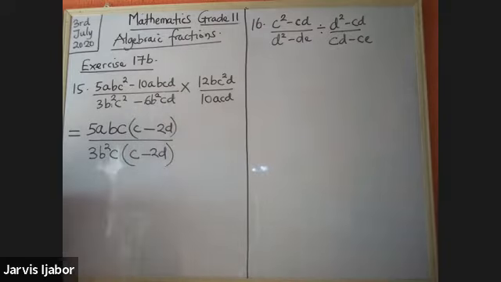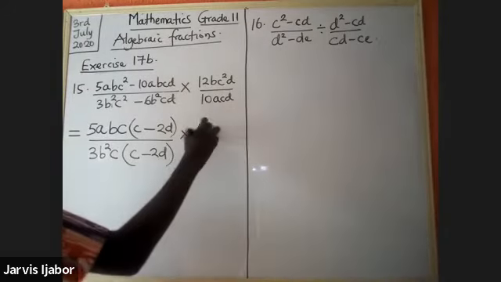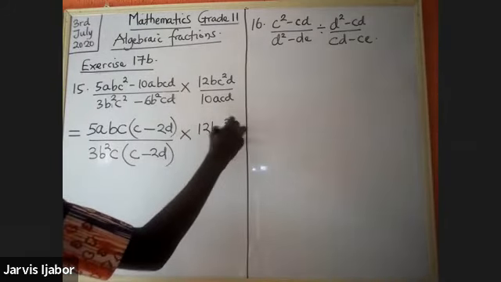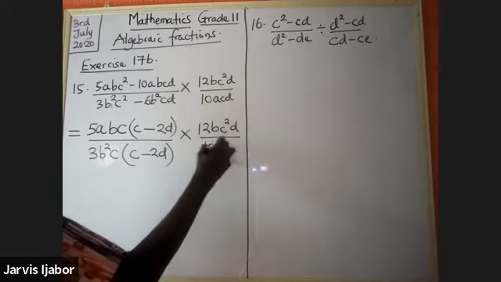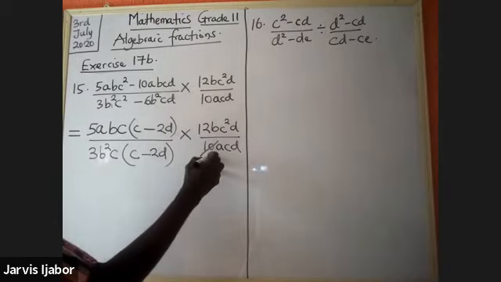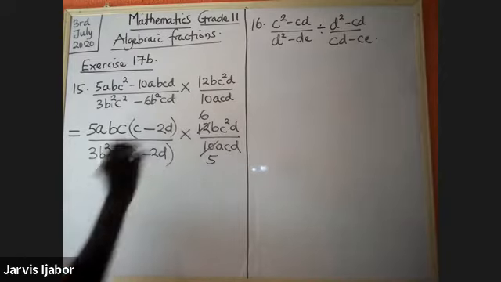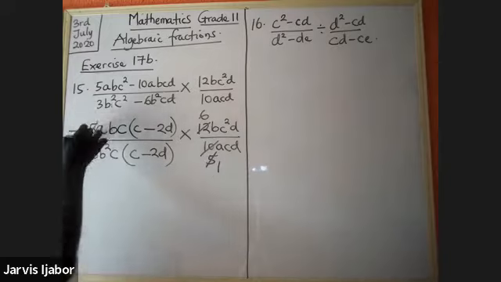I'm right with that. Please confirm if the question is correctly copied. All right, then times 12BC squared D over 10ACD. I can cancel 5 here. Cancel 2, I'll get 5. Cancel 2, I'll get 6. Cancel 5, I'll get 1. Cancel 5, I'll get 1.